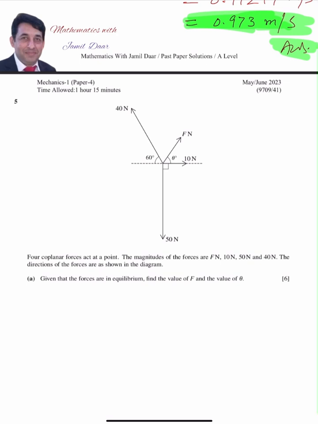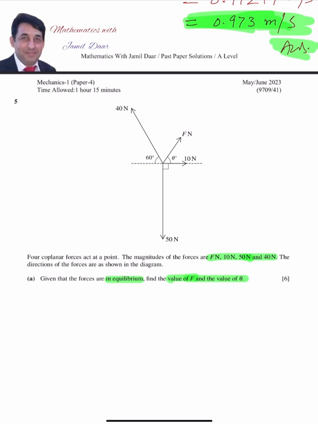And the different forces are given to you. 4 coplanar forces act at a point. The magnitudes of the forces are F Newton, 10 Newton, 50 Newton, and 40 Newton. The directions of these forces are shown in the diagram. Given that the forces are in equilibrium, so the body is in equilibrium, find the value of F and the value of theta.